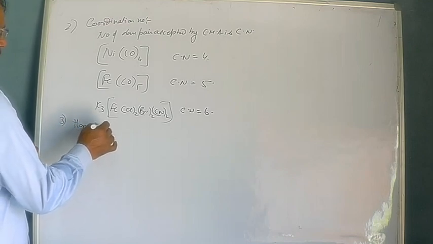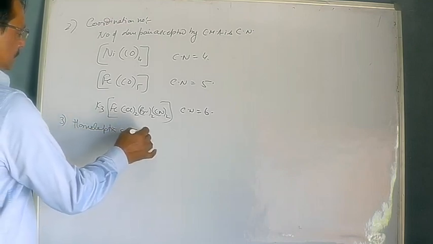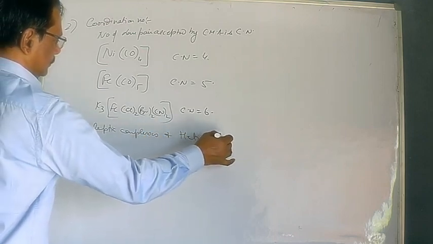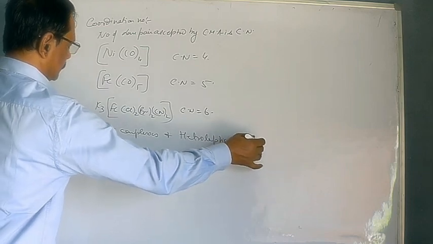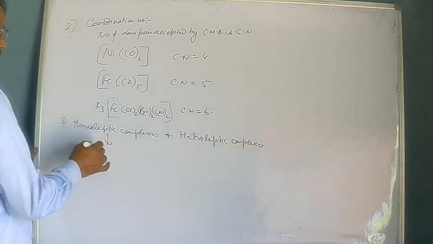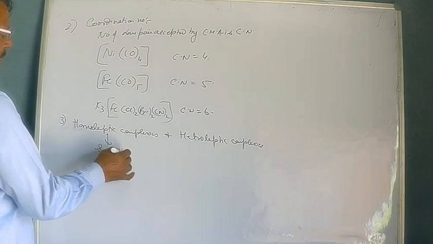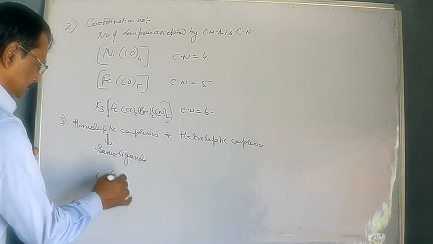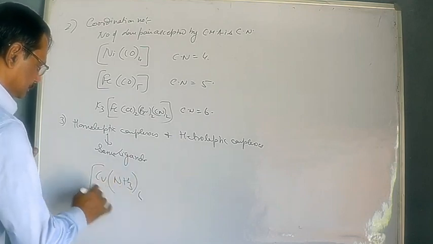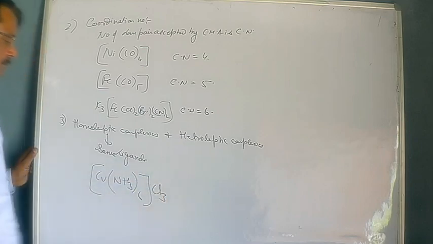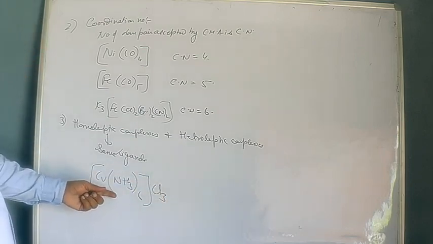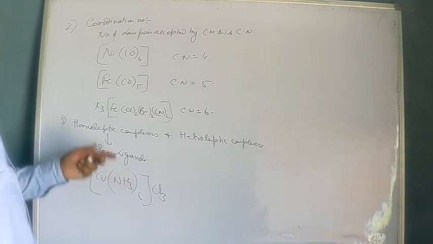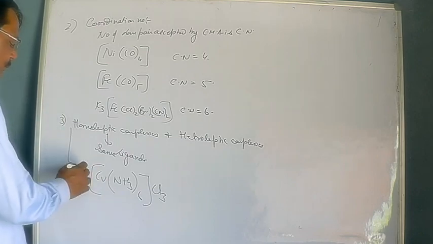Homoleptic complexes and heteroleptic complexes. Homoleptic complexes, such complexes having same ligands. See. So in the coordination sphere, we are getting 6 ligands and all are ammonia. So that's why only same type of ligands are there. So it is your example of homoleptic complexes.